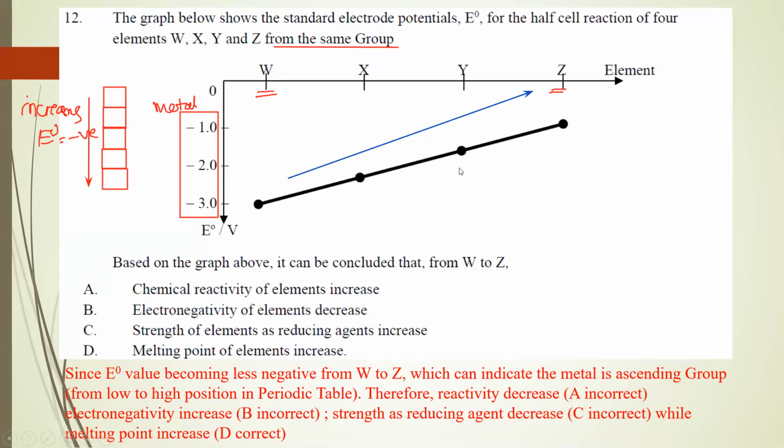Okay. And finally, D, melting point of the element increased. Which is true, because when going up, the melting point will usually increase for metals. Okay. So the one with the higher position will have a higher melting point. Okay. So that is for D.